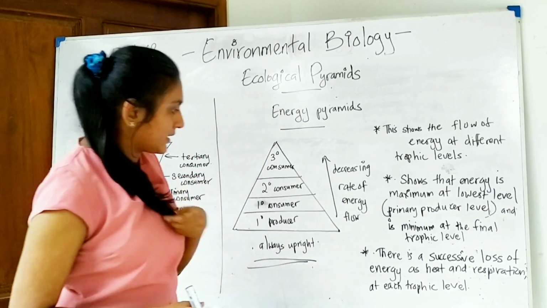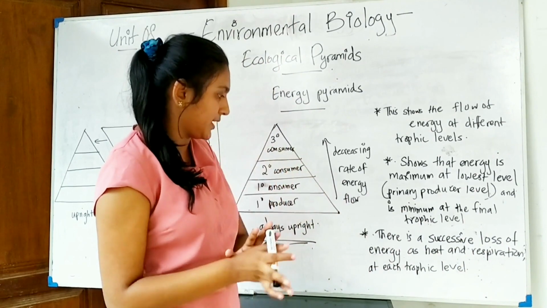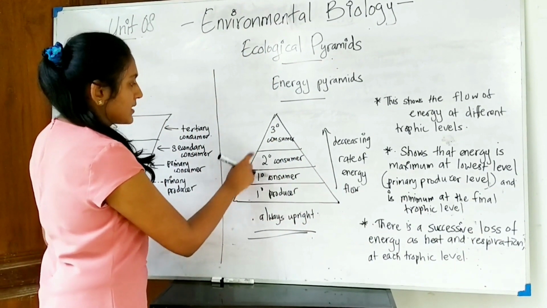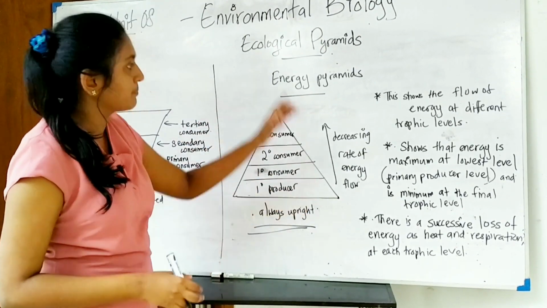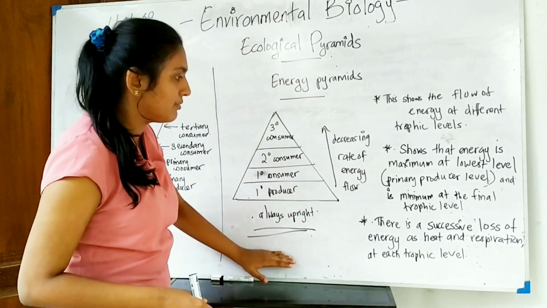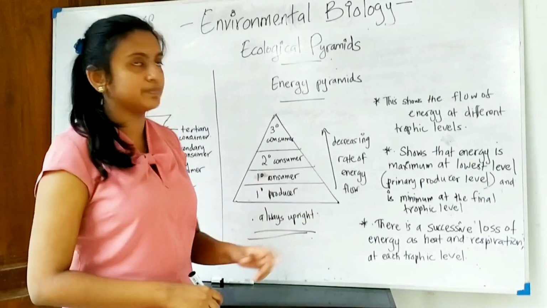Then the third factor is that there is a successive loss of energy as heat and respiration at each trophic level. That is the reason, as we mentioned, why energy pyramids are always upright. So this is the main point about energy pyramids.